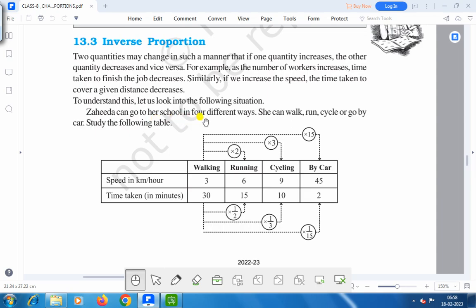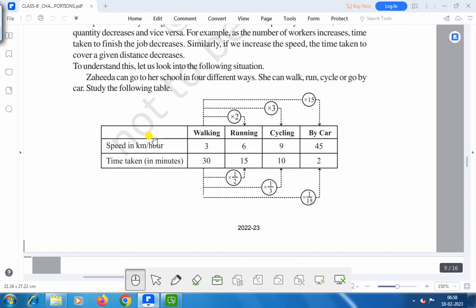Jahida can go to her school in four different ways. She can walk, run, cycle, or go by car. Study the following table. Here you see the table: speed in kilometer per hour, time taken in minutes. When she goes by walking, when the speed is 3 km per hour, then time taken is 30 minutes.